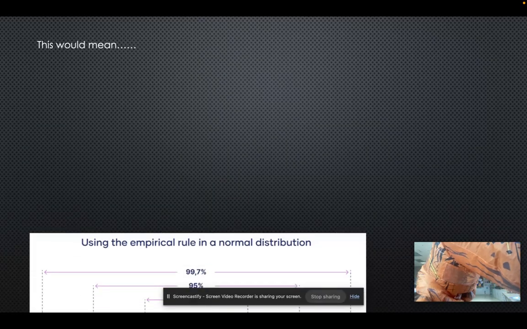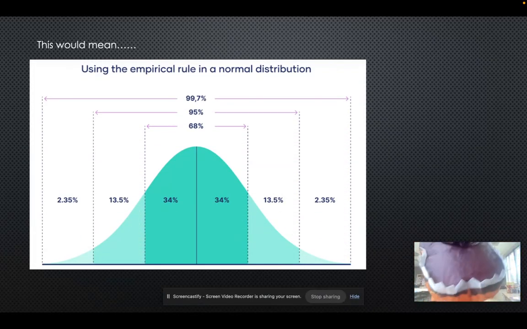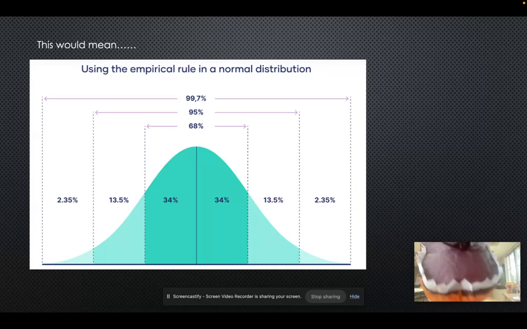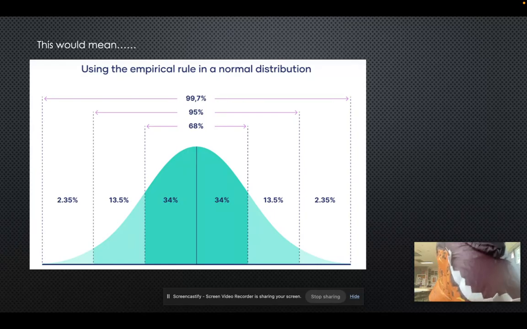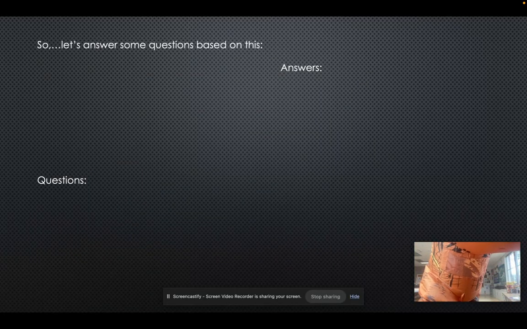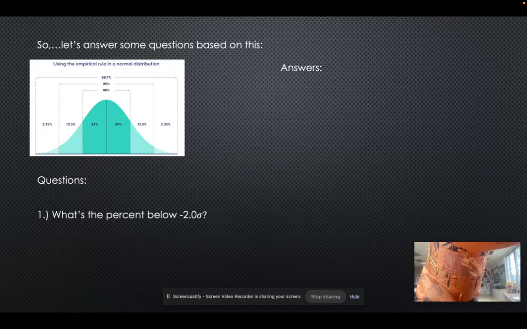So this would mean, if we really break this down, if it's 68% within one standard deviation of average, that means it's 34% and 34%, right? 34 plus 34 makes the 68. And then 95% falls within two standard deviations. So if we take that remaining 27% and split that equally, that's 13.5 and 13.5. And then 95 subtracted from 99.7 is 4.7. So 4.7 divided by 2 is 2.35. And so with that, let's answer some questions, keeping that in mind.